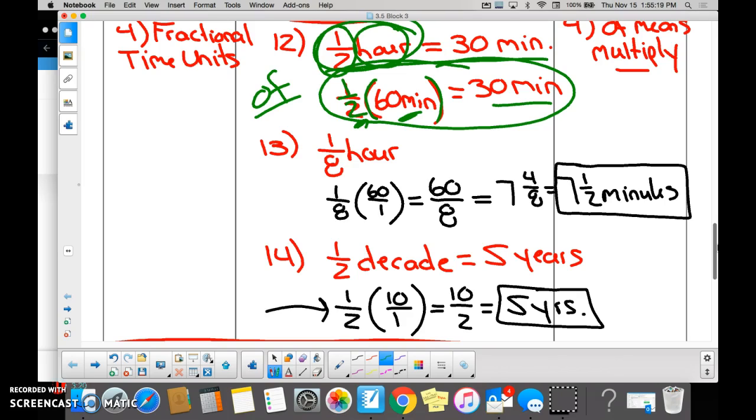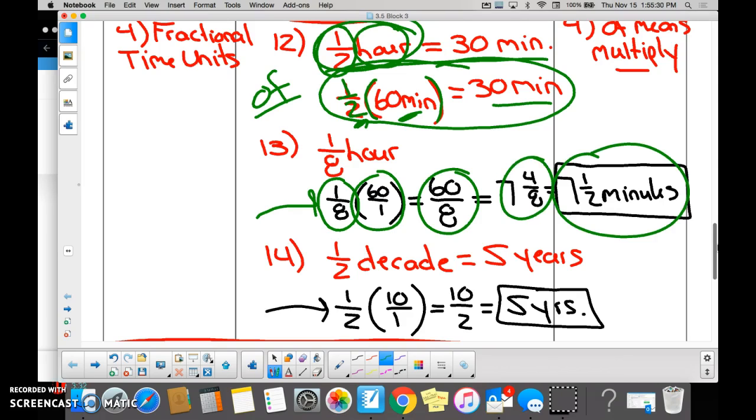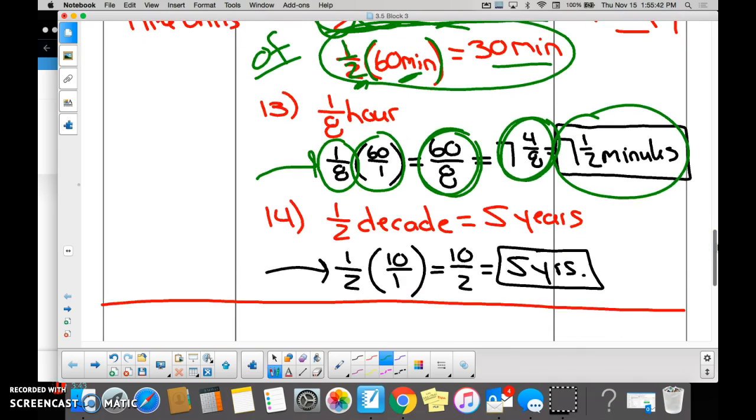The math down here is even better when you look at 1/8 of an hour. We did 1/8 times 60 over 1, got 60 over 8, got 7 4/8, and we realized we were talking about 7.5 minutes. Yes, no? Notice how we were working with improper fractions and we converted to mixed numbers. This is something we've been working on. What does deca mean? 10. Can you use prefixes? Can you use root words to help you with math? Yes. Excellent. What does of mean again? Multiply.